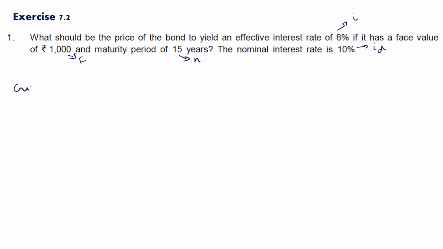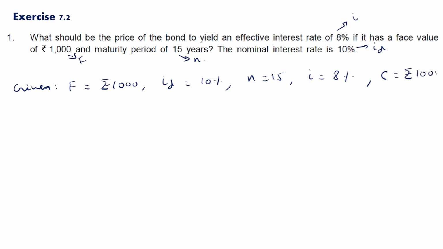So first let us write what is given. Given F is equal to rupees 1000. Then ID is equal to 10%. Then N is equal to 15 and I is equal to 8%. Here since nothing is said about the redemption price, it means the bond is redeemed at par. If the bond is redeemed at par, then the redemption price will be equal to the face value. So C is equal to 1000.